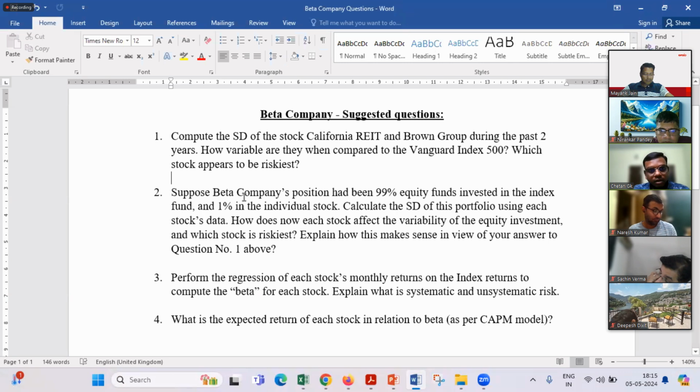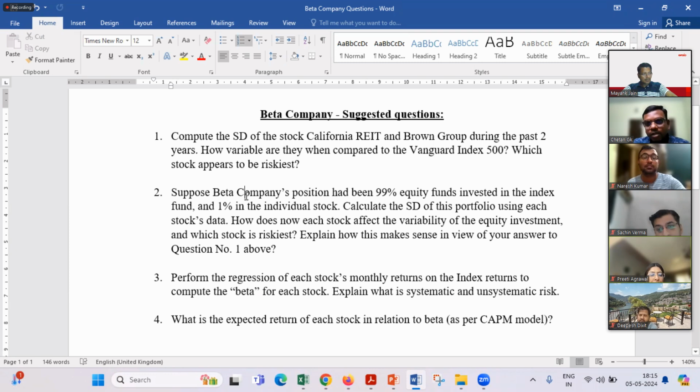Okay, so I hope the second question is visible to everybody. Suppose Beta Company's position had been 99% of the equity funds invested in the index fund and 1% in the individual stock. So what they are saying is 99% of your funds will be invested in the equity index, and only 1% will be invested in an individual stock like REIT and Brown Group.